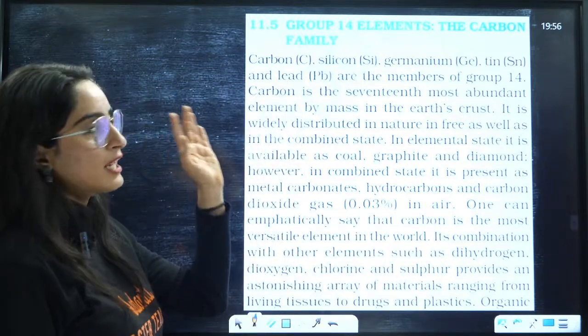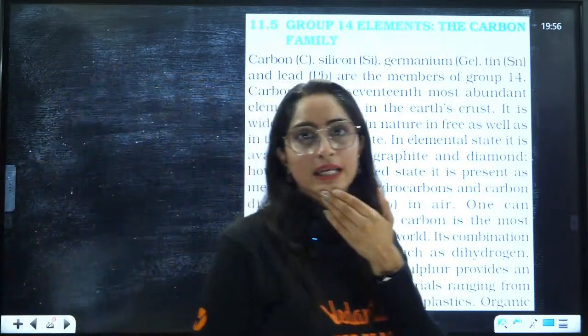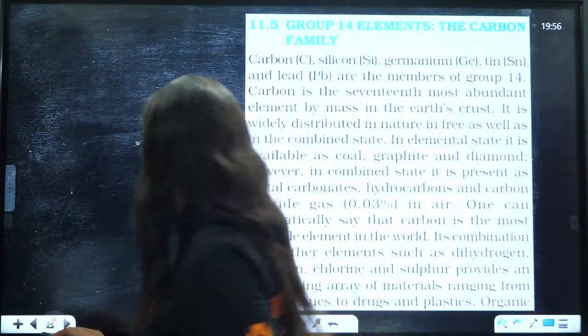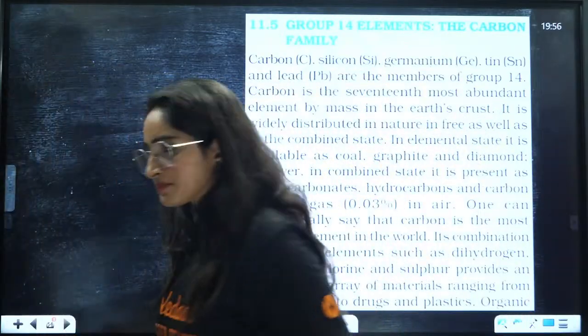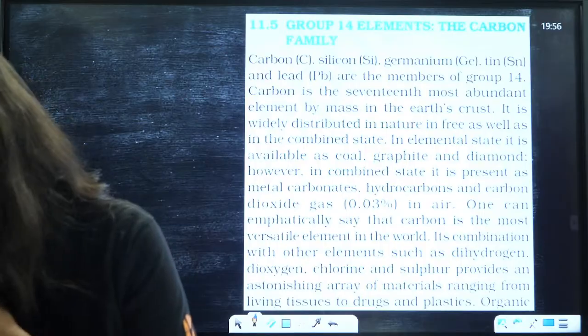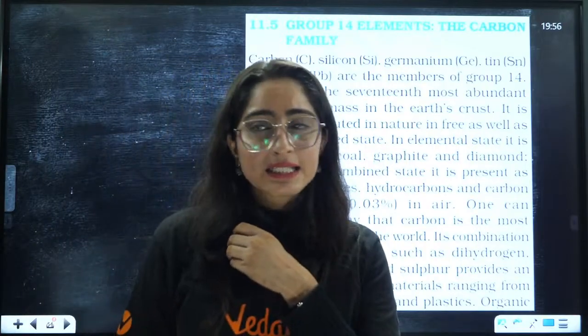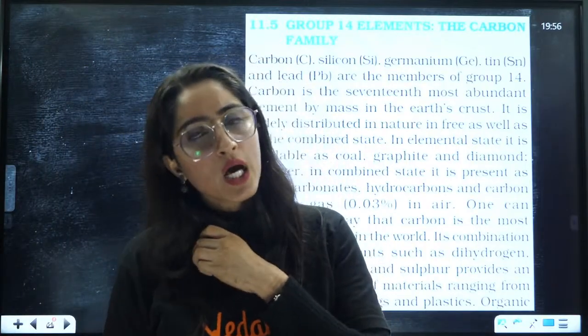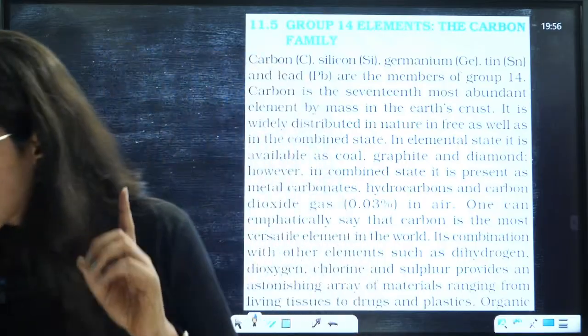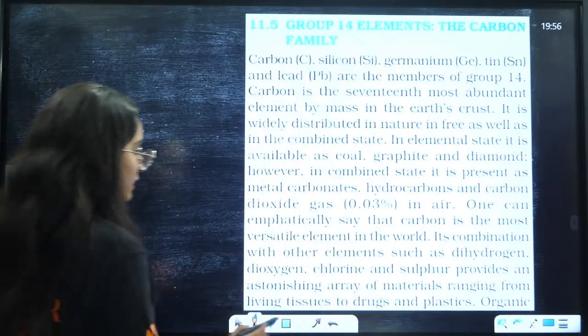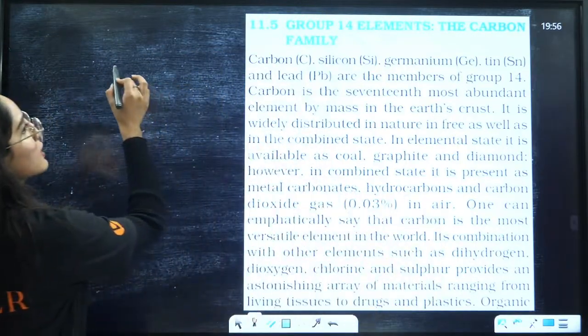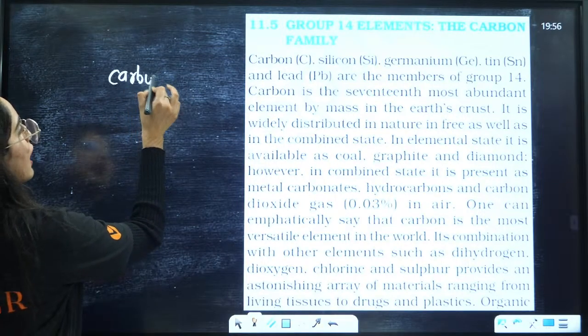Group 14 elements. Now next is group 14 elements, right? So we have completed group 13, right? I'll give you a break now. After that we will complete group number 14, that is basically the carbon family, right?